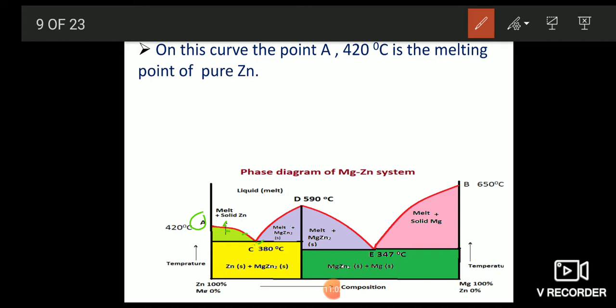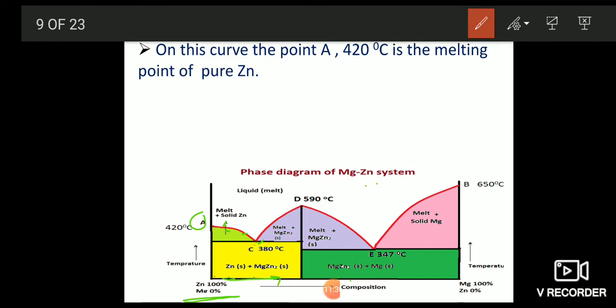on successive addition of magnesium to zinc, here the zinc is 100%. Going right on the x-axis, what are we adding? What percentage is increasing? Magnesium percentage is increasing and zinc is decreasing, on going from left to right on the x-axis in this manner.